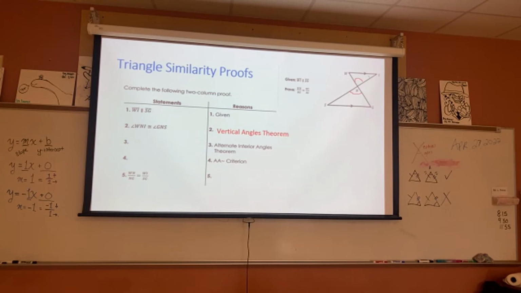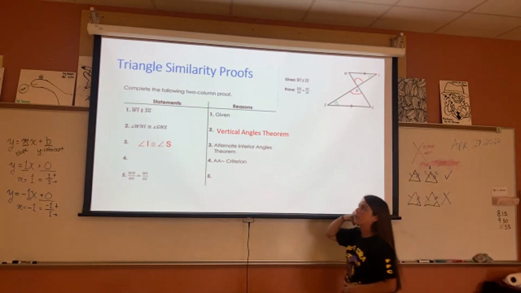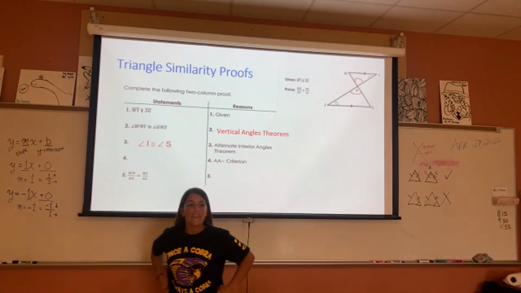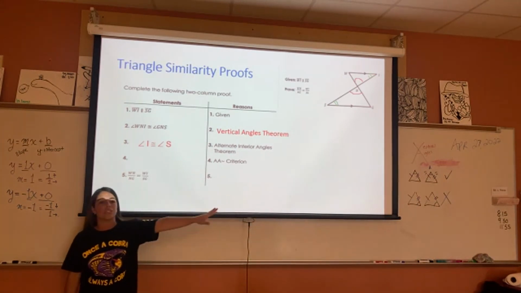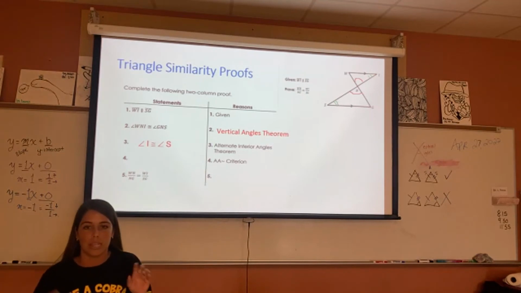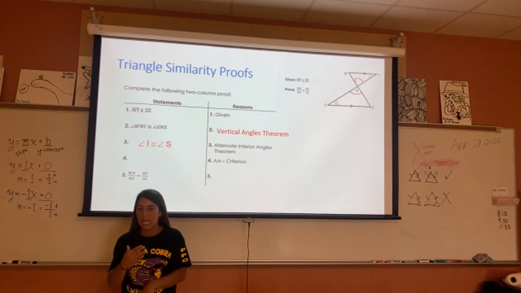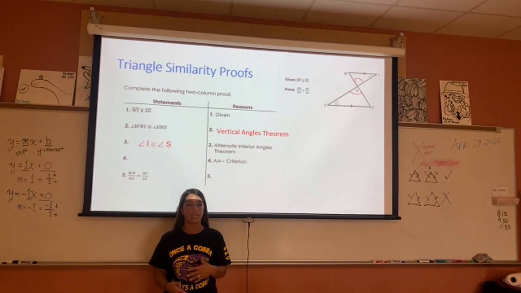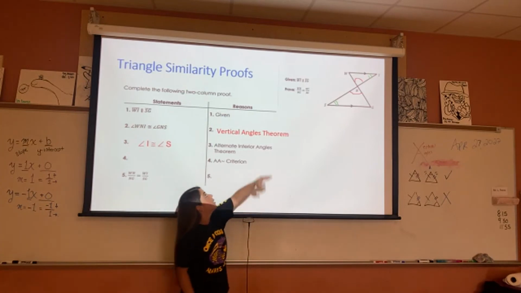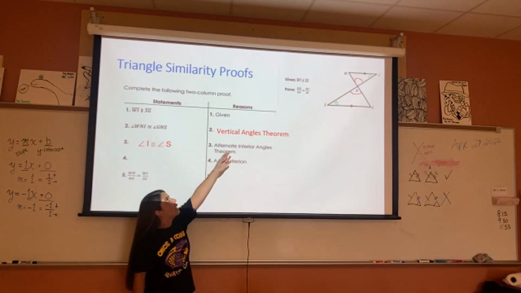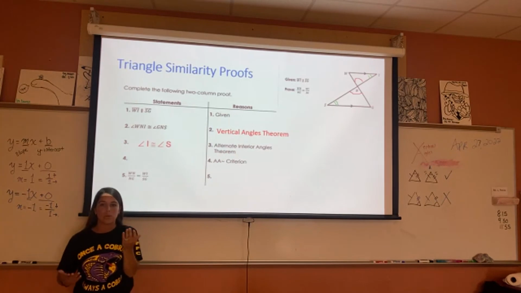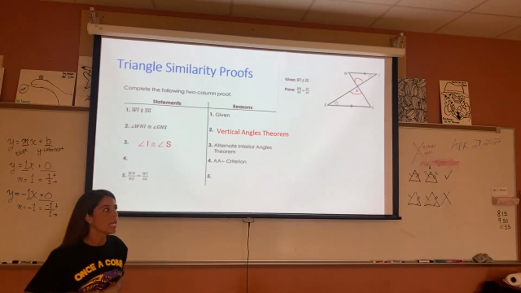I know, and hopefully you guys know, that alternate interior angles are always congruent. So I know angle I is congruent to angle S. If by chance you knew what alternate interior angles were but forgot what the theorem says, anytime we're talking about similar triangles, the angles are always going to be congruent. Be it vertical angles or alternate interior angles, they're going to be congruent. That's what's true in similar triangles.